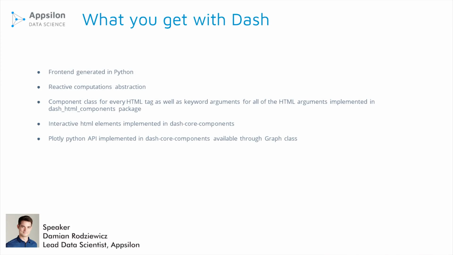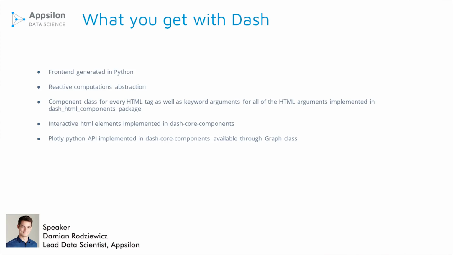So what do we get with Dash? Basically, you get a full frontend, which is generated in Python. There is a reactive computations abstraction. So you have a reactive graph that gets recalculated just exactly as it is calculated in Shiny. For every HTML tag, we have ready Python classes that we can use to create any HTML element. And there are some interactive HTML elements that are implemented in Dash core components that you can use.